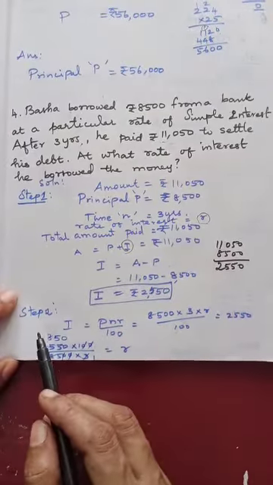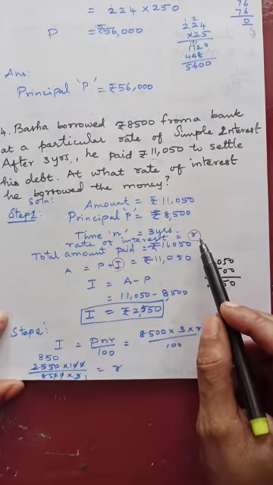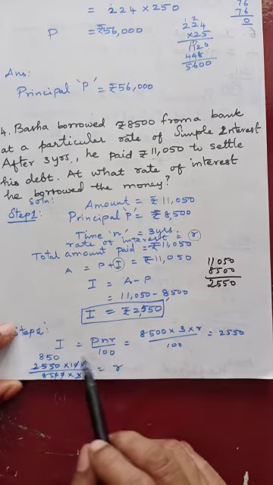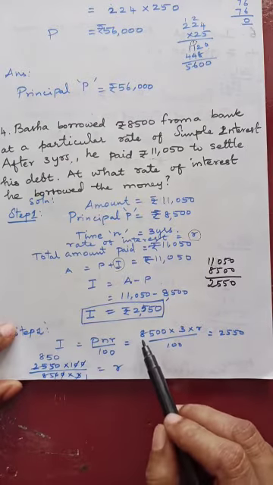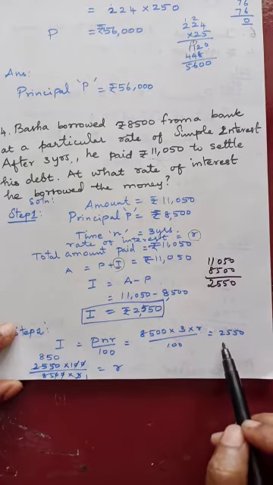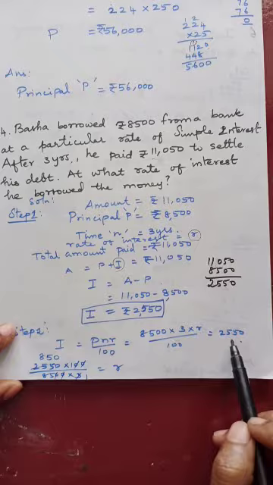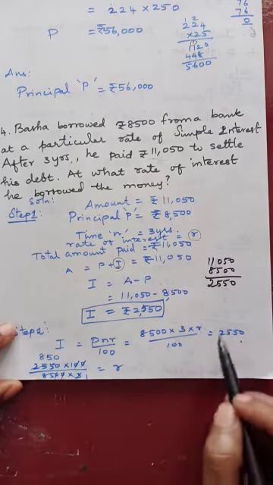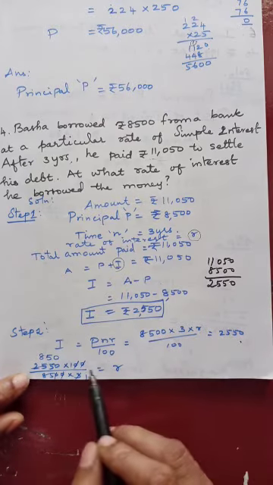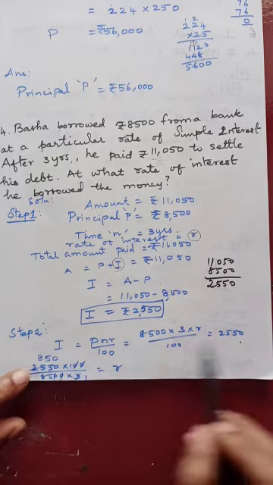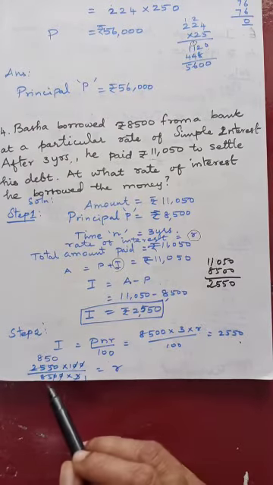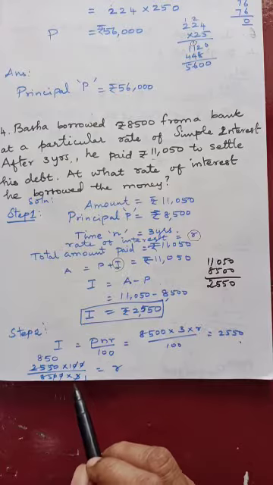Now step 2. Here we have to find the rate of interest. Now we know the I. Now you substitute in this formula. I is equal to PNR by 100. That is 8,500 into 3 into R by 100 is equal to 2,550. This is the I, isn't it? So you keep R here and bring all this side. So R is equal to 2,550 into 100. It comes to reciprocal by 8,500 into 3.